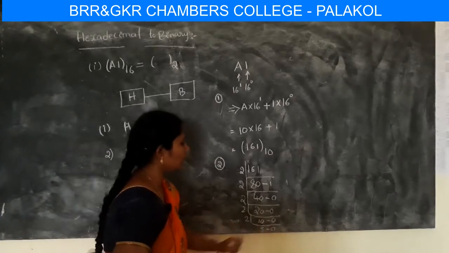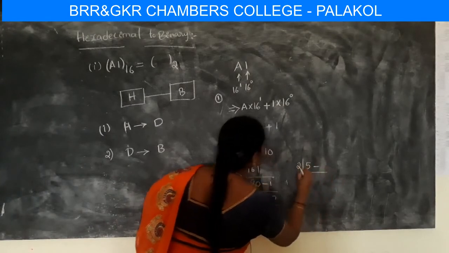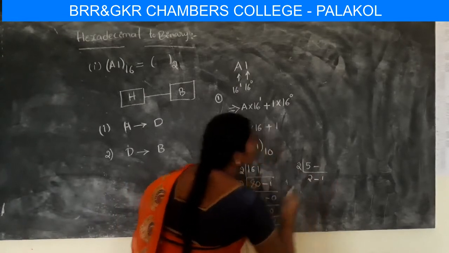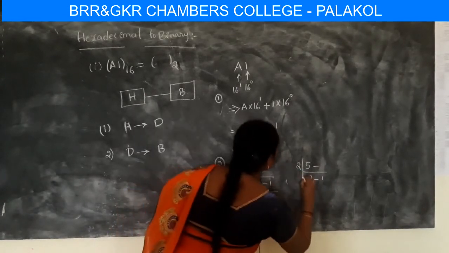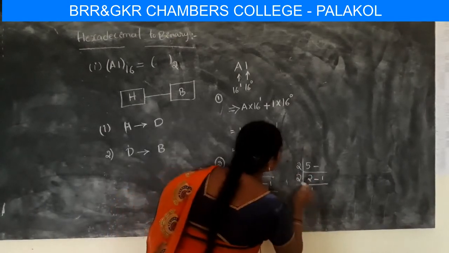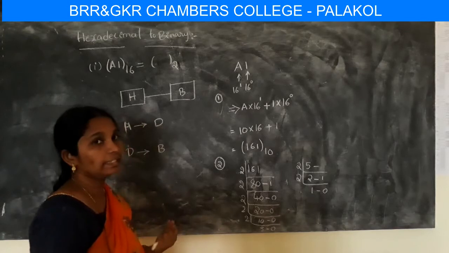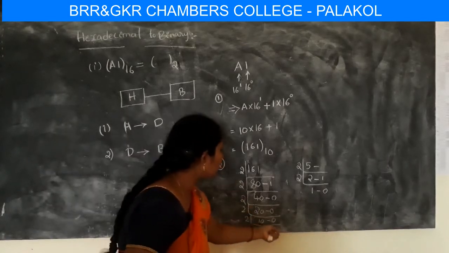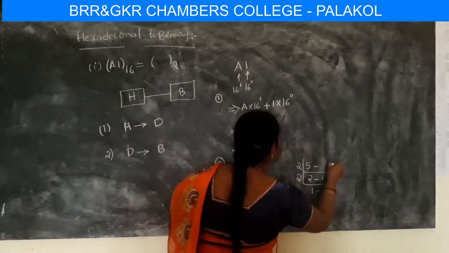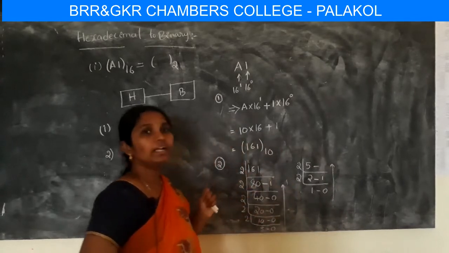After that 5 is divided by 2 again. Here 2 twos are 4, therefore the remainder is 1. Again dividing by 2, 1 two is 2, therefore the remainder is 0. So how can we write the total answer? From bottom to top, likewise from this to this we have to write the answer.